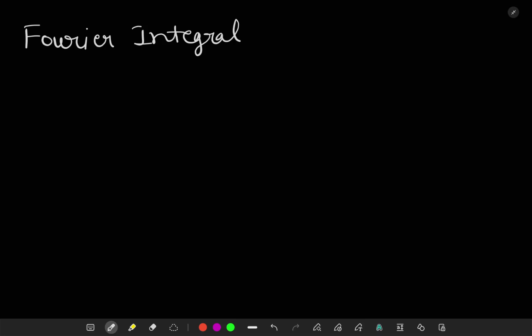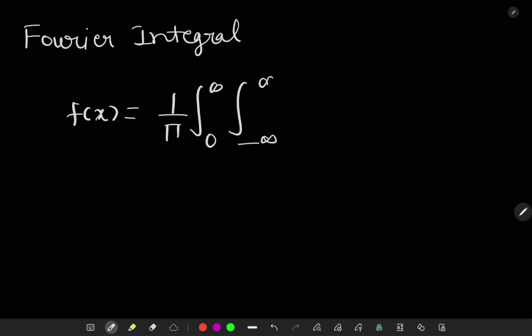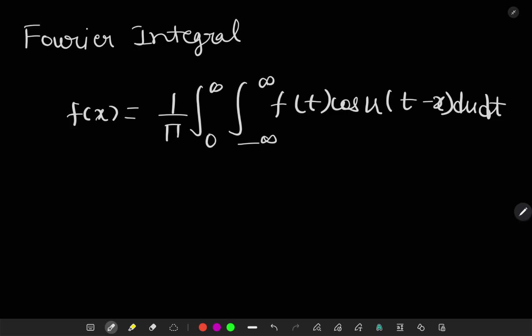Fourier integral for f(x) is equal to 1/π integral from 0 to infinity and again integral from minus infinity to plus infinity f(t) cos u(t − x) du dt.